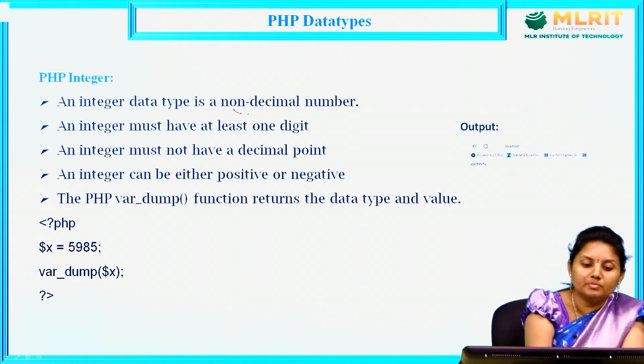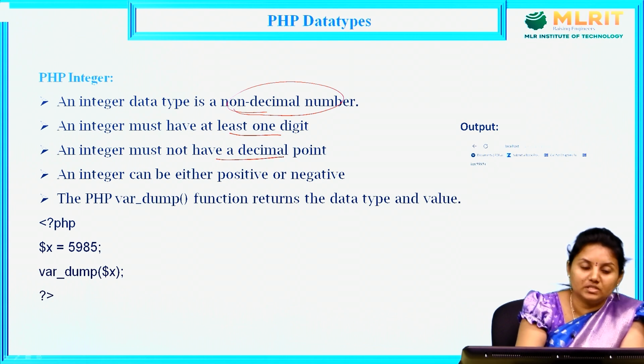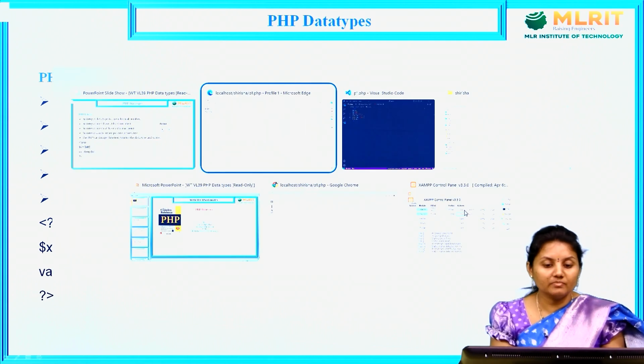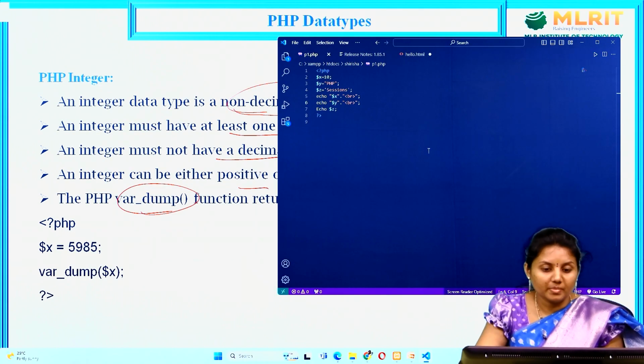Then PHP integer. Any integer data type is a non-decimal number. Integer must have at least one digit. Integer must not have a decimal point. Integer can either be positive or negative, and PHP var_dump function returns the data type and value.